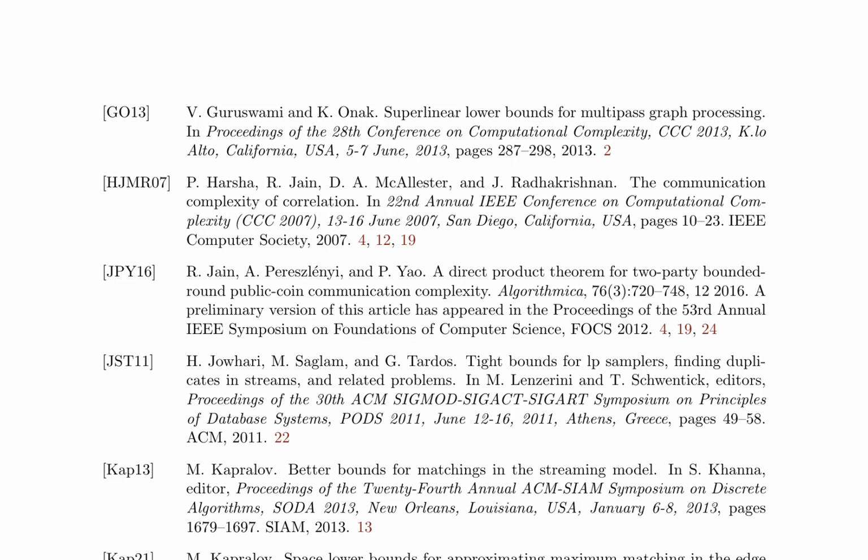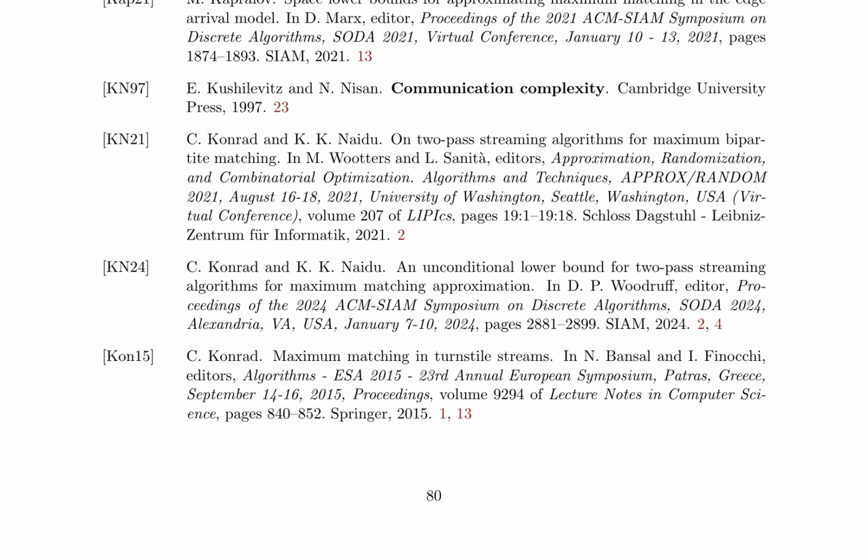Finally, the authors discuss future directions for research in this area, including the potential for developing new algorithms that can achieve better approximation ratios than current state-of-the-art methods. Overall, the paper provides a thorough exploration of the challenges and opportunities in approximating maximum bipartite matching in the streaming model, shedding light on the complex interplay between algorithm design, communication complexity, and the constraints of the streaming model.